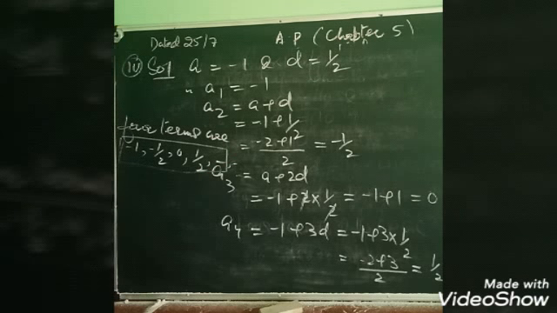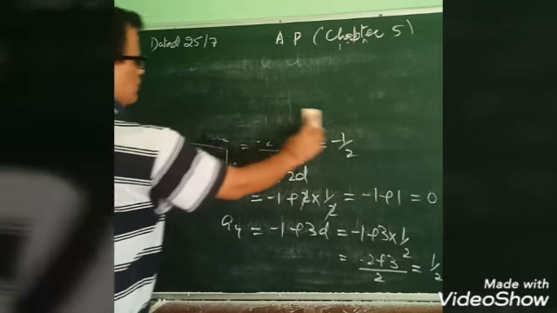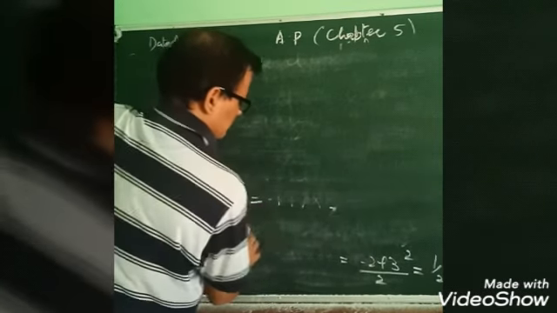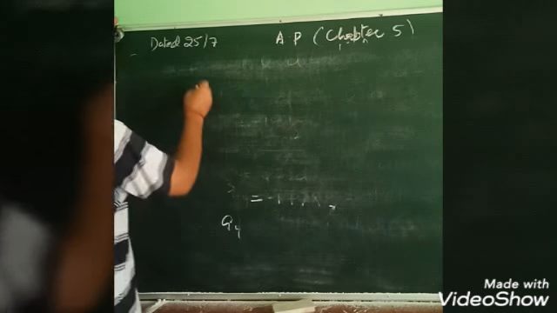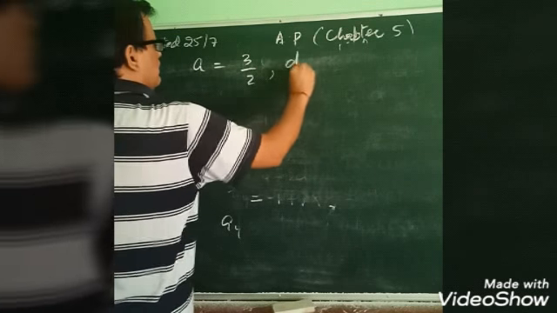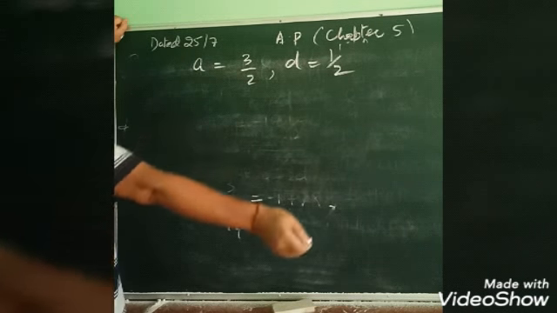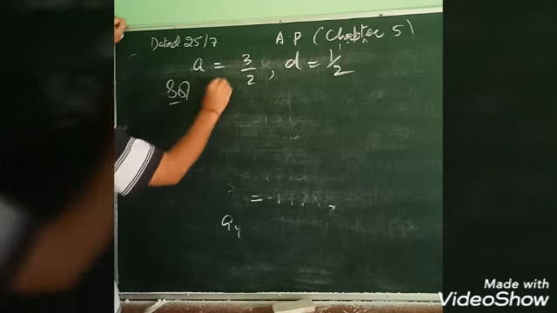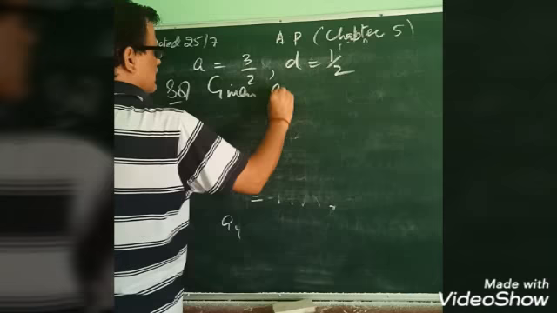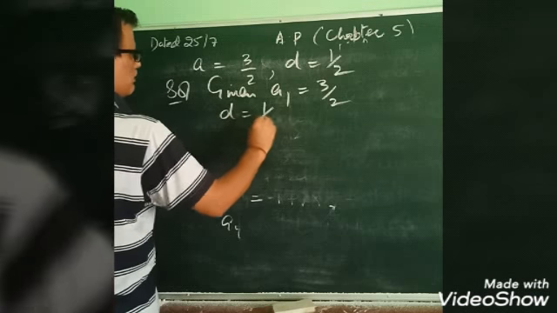Now question number 3, or let us do one more part of the same. That is not from the book. Let us solve that on our own. Let us make the question. Solution, extra sum. A equals 3 by 2 and D is equal to 1 by 2. Write 4 terms. Again the same question is not there, it is an extra part. Solution, given. First term, that is A1 is equal to 3 by 2. Common difference D is equal to 1 by 2.